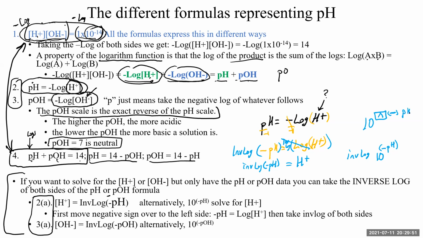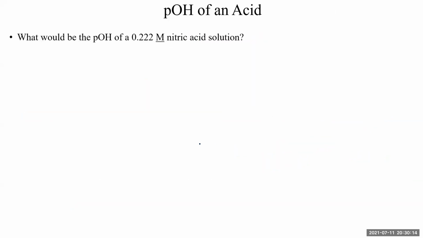So we're going to do some examples right now with that. But that's the idea. You're just solving for a different variable. Equations 2 and 3 and 2A and 3A are exactly the same formulas. They're just rearranged in order to allow you to solve for the concentration of these ions instead of solving for pH and pOH respectively. So let's jump into some examples.